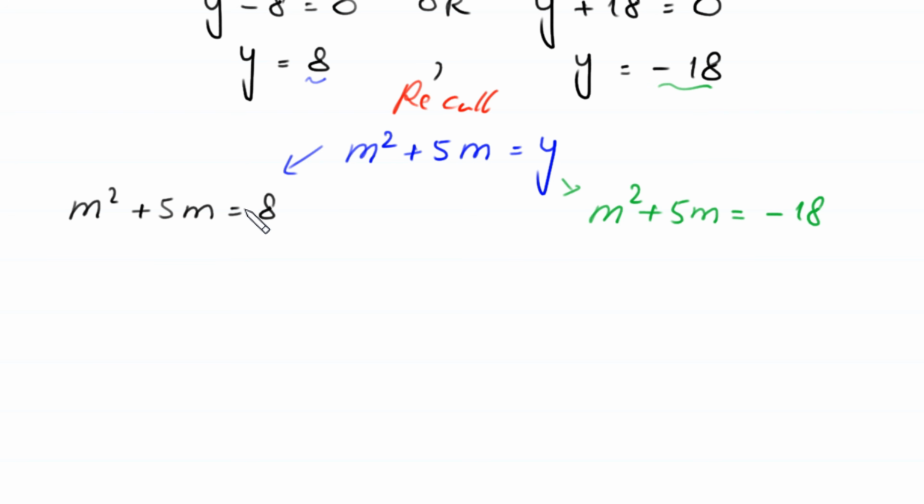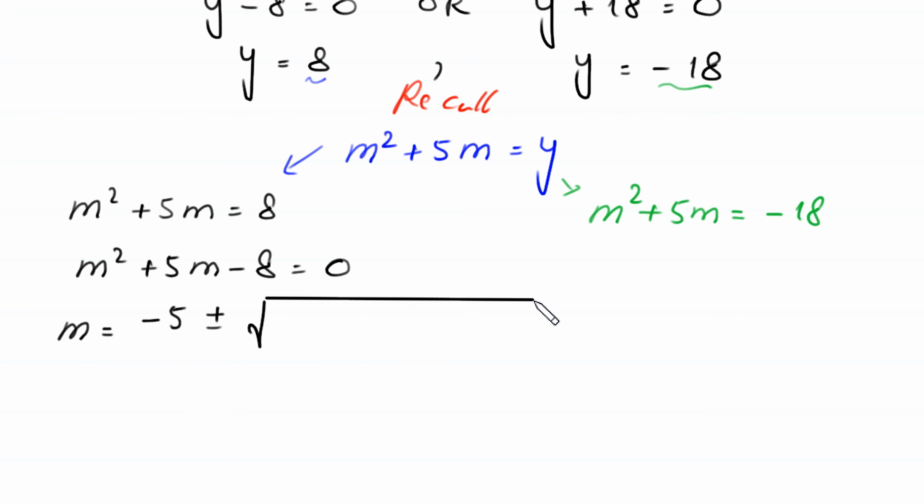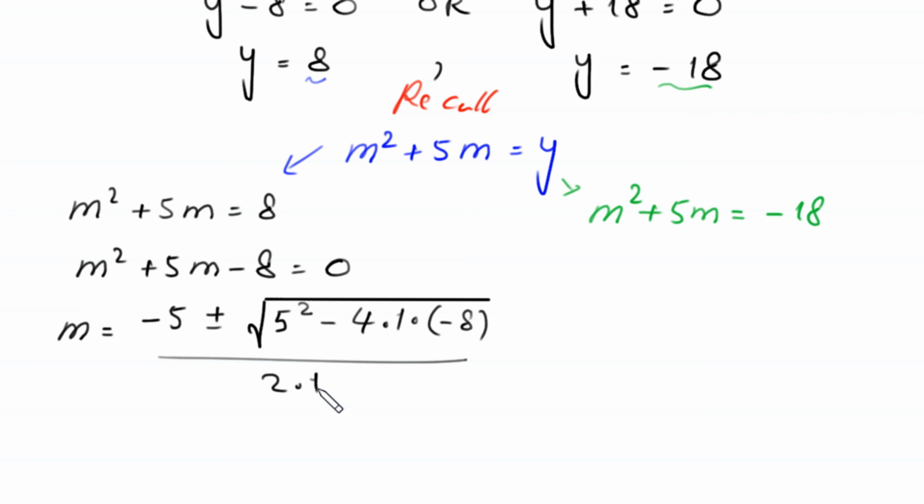We move this 8 to the left hand side. M squared plus 5 times m minus 8 is equal to 0. This quadratic equation is not factorable, so we solve it by formula. According to the quadratic formula, m is equal to negative 5 plus minus square root of, in place of b squared we write 5 squared, minus 4 times, in place of a 1 times, in place of c negative 8, divided by 2 times, in place of a 1.